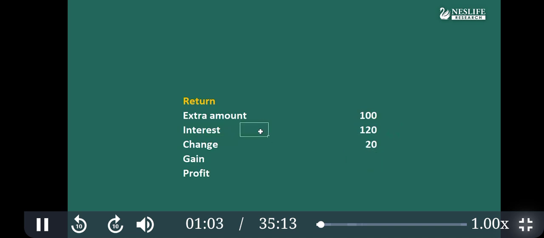That can be considered as interest. When you do an FD, you get the interest. That is also a return. When you buy gold and sell at a profit, return is also considered as a gain or profit, or just change in the price. That means the difference between two, starting price and ending price. So these are different words, and they are more or less the same. Extra amount you get, interest is also return. Change in the price is also return. Gain, profit, and even loss is also negative return.